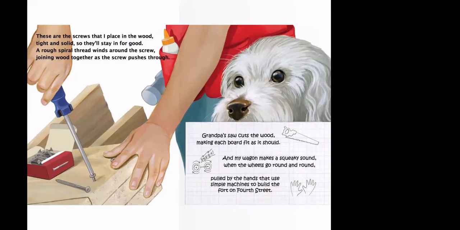So Grandpa's saw cuts the wood, making each board fit as it should. And my wagon makes a squeaky sound when the wheels go round and round, pulled by my hands that use simple machines to build the fort on 4th Street.